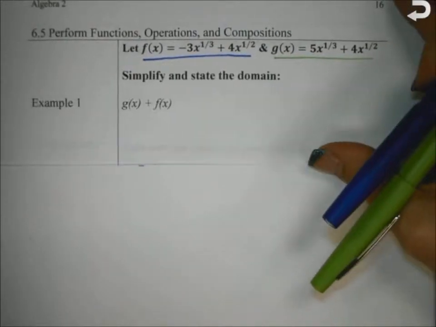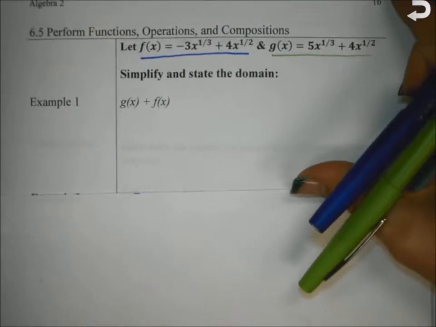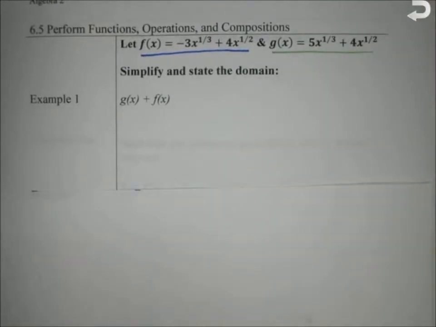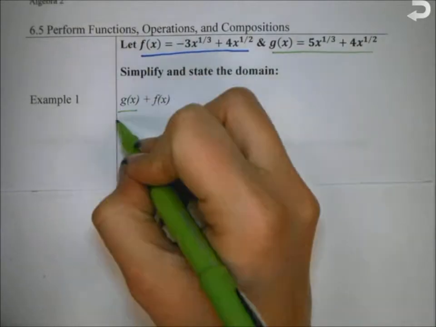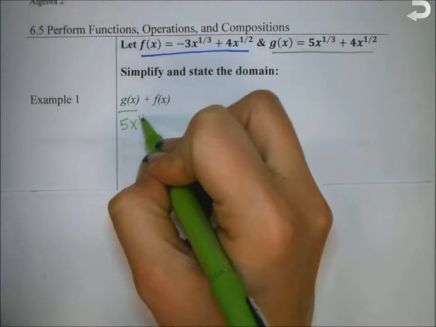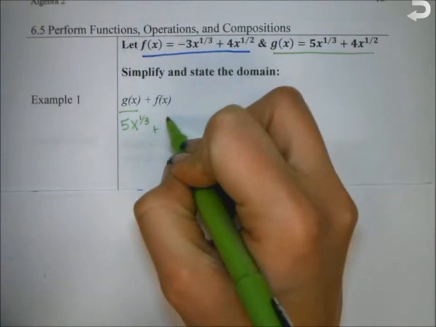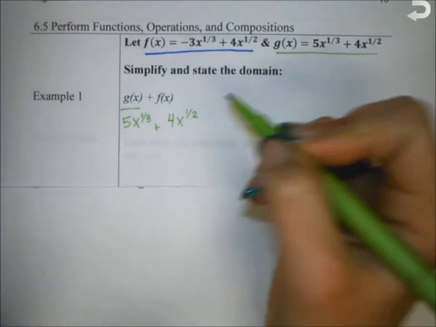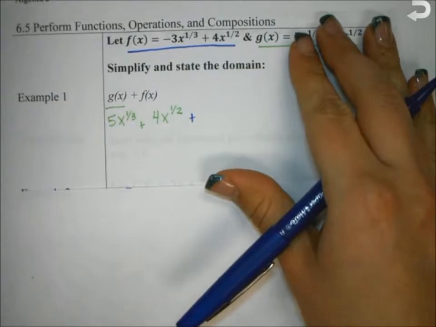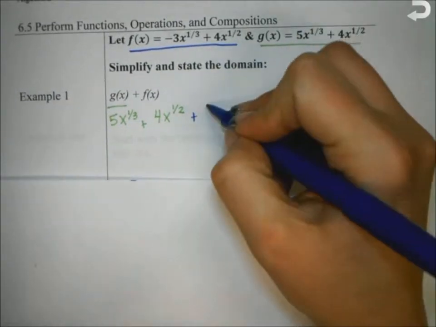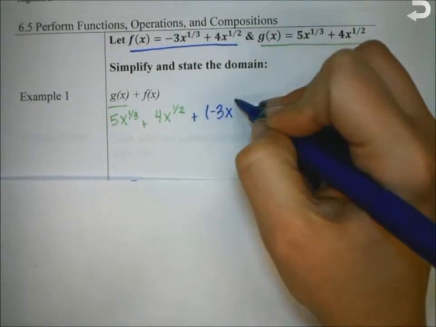I want to know what g of x plus f of x is, and then we're going to state the domain. So what we're going to do is for g of x, we're going to just plug in 5x to the 1/3 plus 4x to the 1/2 plus f of x. So that's going to be plus negative 3x to the 1/3 plus 4x to the 1/2.